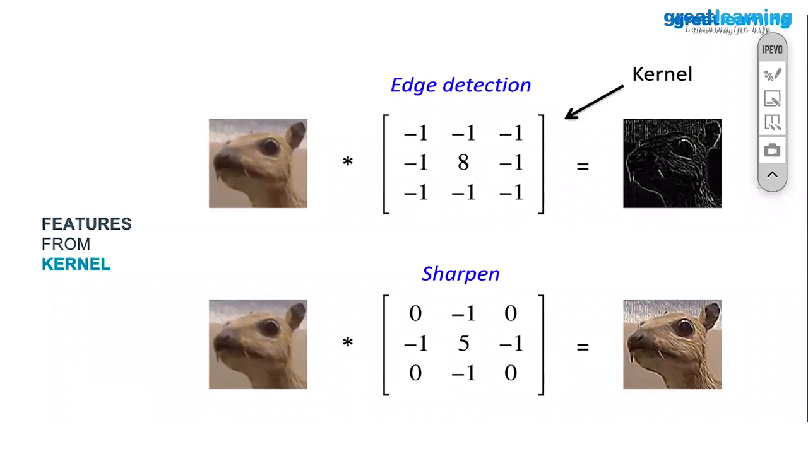But I am clear on this, Krishna. Perfect. Because this is one topic where the majority of my batches don't get it, how by filtering or multiplying a filter, we are able to get an image. Okay, good. Second application I will show, why CNN?